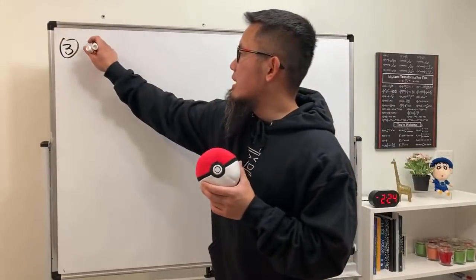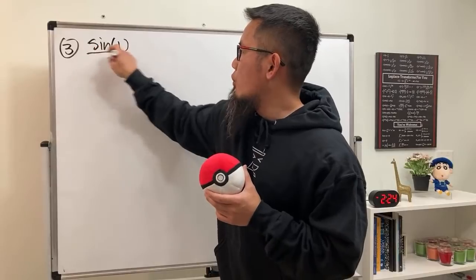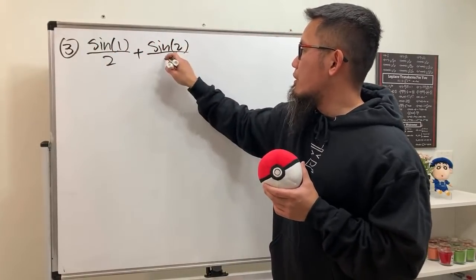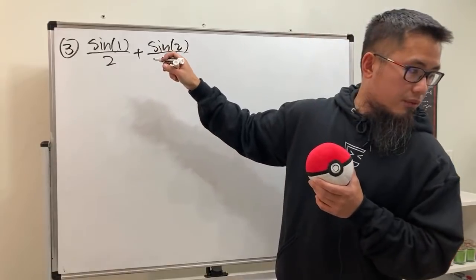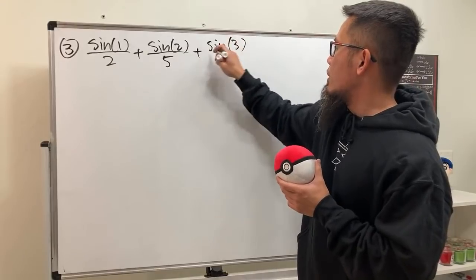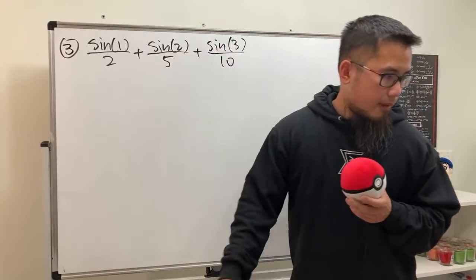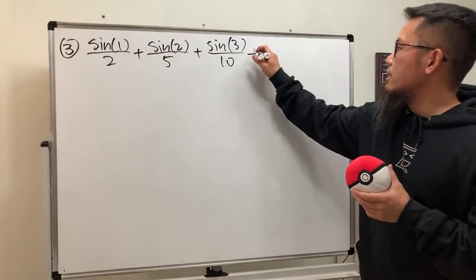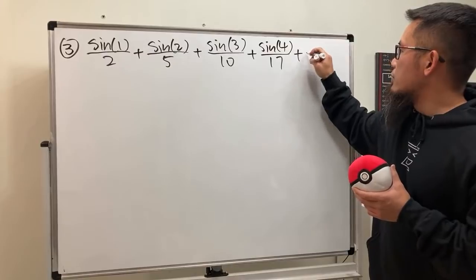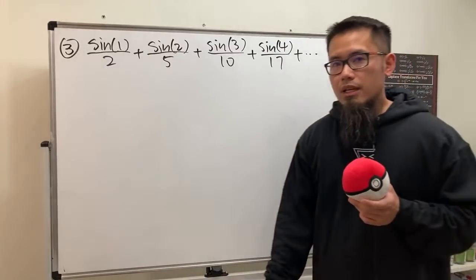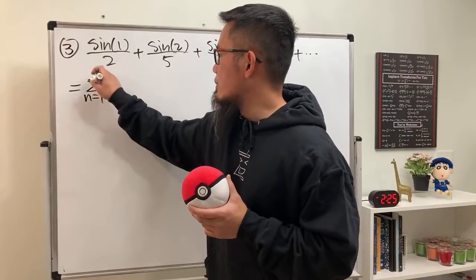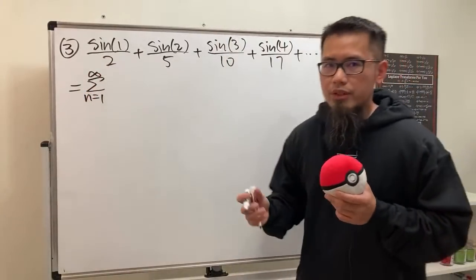Here we have sine of 1 over 2, and then we add it with sine of 2 over 5, and then sine of 3 over 10, and sine of 4 over 17, and so on, so on, so on. All right? So, real quick, what's the formula for this, as n goes from 1 to infinity? What's the formula for the terms?